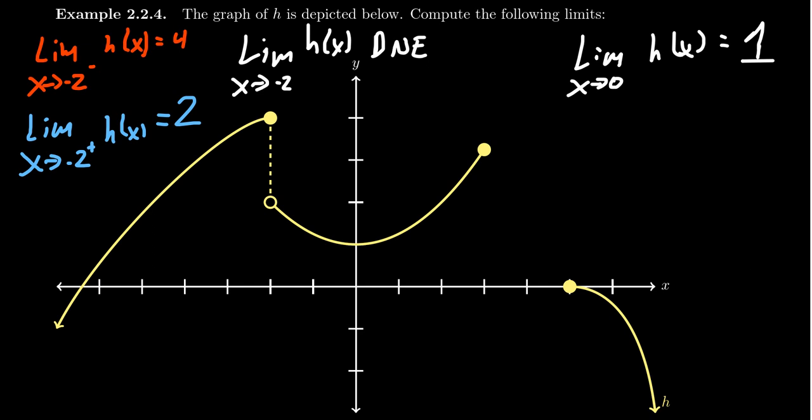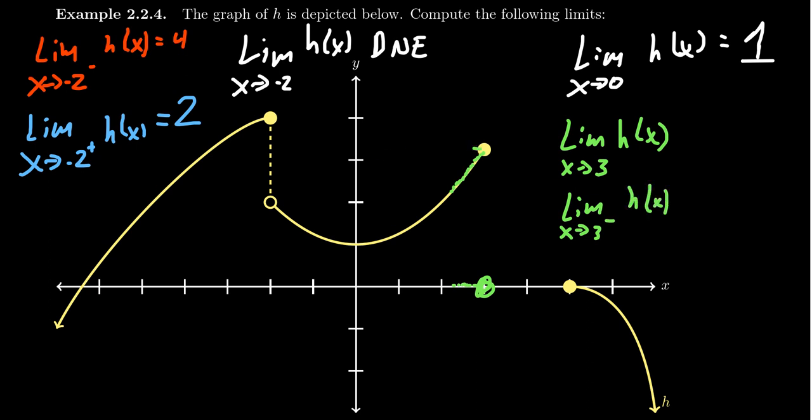Another limit I want to consider is, what if we take the limit as x approaches 3 of h of x? So what would happen in this situation if we focus on x equals 3 for a moment? As we get closer and closer to x equals 3 from the left, we're going to get closer and closer to this value right here. And so that's something we can definitely say. The limit as x approaches 3 from the left of h of x, the function seems to be suggesting we get this value right here, which, I drew that line poorly, but that's a 3, right? We'll say that's close enough. So the limit as x approaches 3 from the left of h of x is going to be 3.